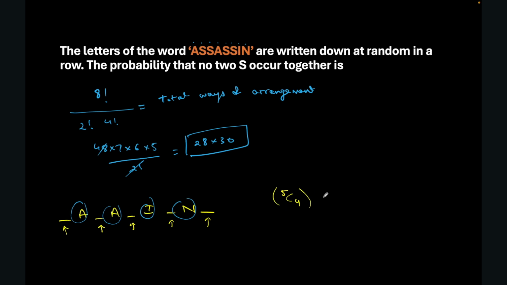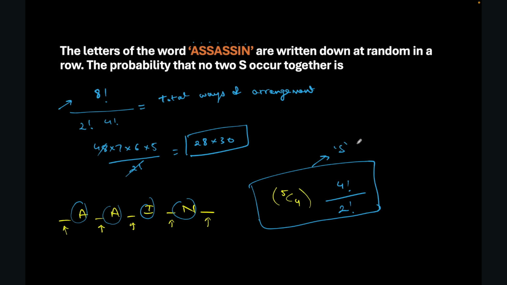So how do we arrange those letters? Well, it's the same way that we did previously up here. We're going to have 4 factorial because there are 4 letters, and it's divided by 2 factorial because the A's occur 2 times. So that's the total number of arrangements we can have where the S's are not together. Okay, not together. I hope that makes sense.